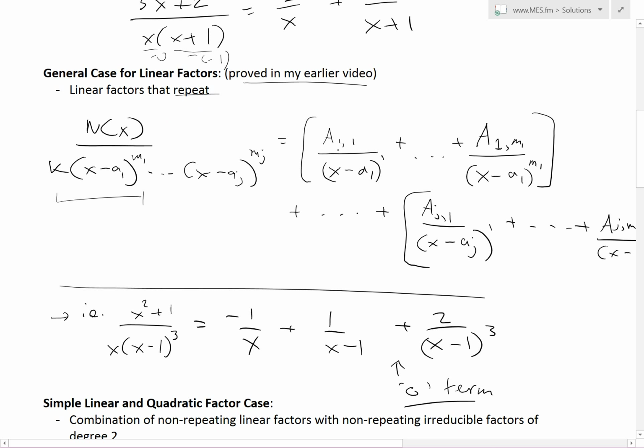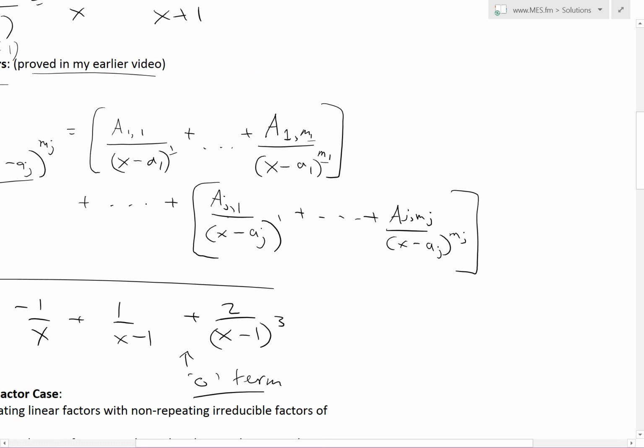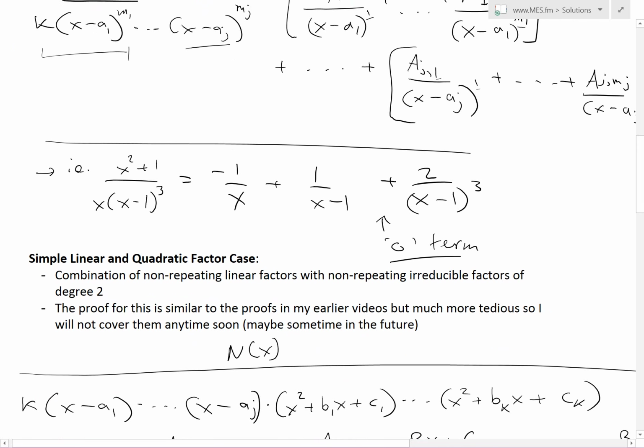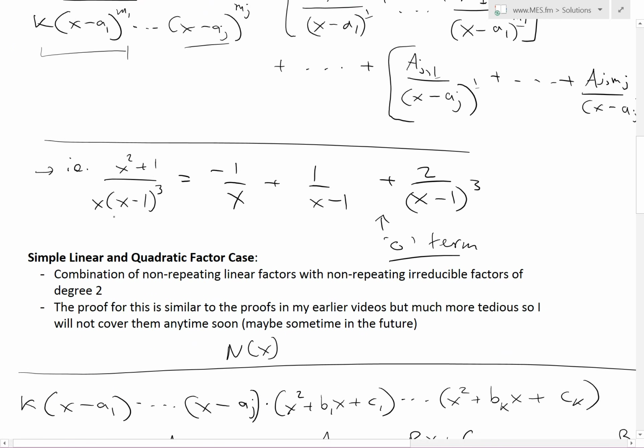So we'll have a constant here, a1 or coefficient a11, divided by x minus a1, which is the first factor to the power of 1. And then this is a1 now all the way to the m1 power, and this is divided by, well, the m1 power. So we have all these coefficients, and we keep doing this until we get to this term right here, aj1 to the power of 1, so these ones line up all the way to mj right here to the power. And one example is this one here. I did x squared plus 1 divided by x times x minus 1 to the power of 3. And then we get, well, negative 1 over x plus 1 over x minus 1.